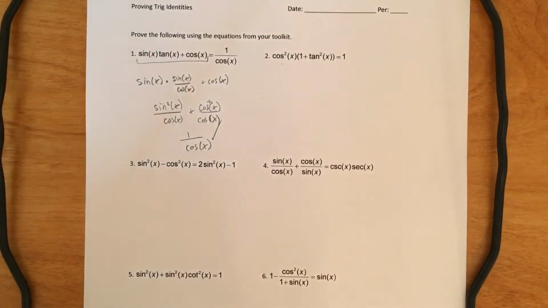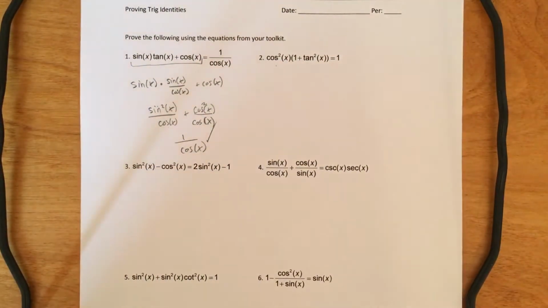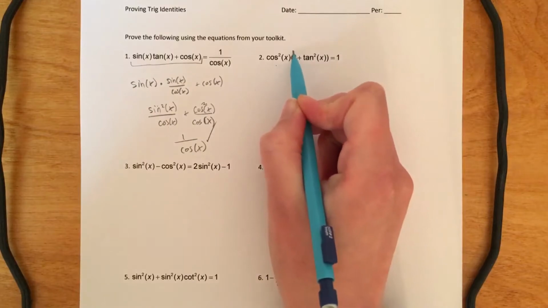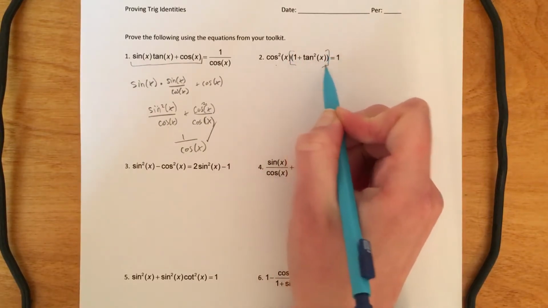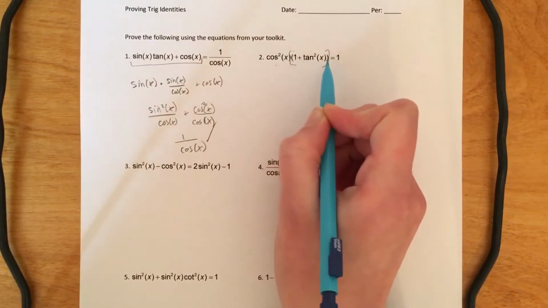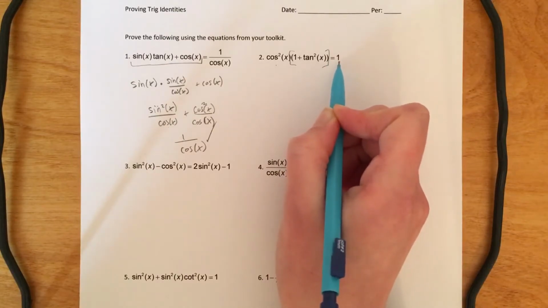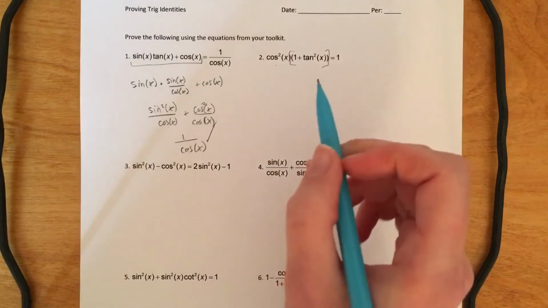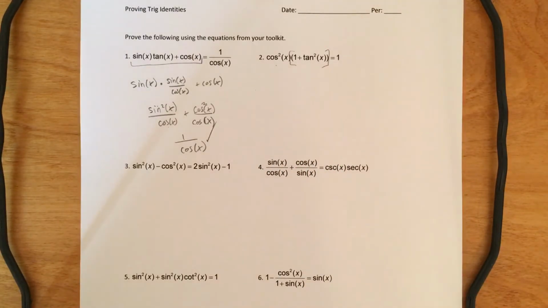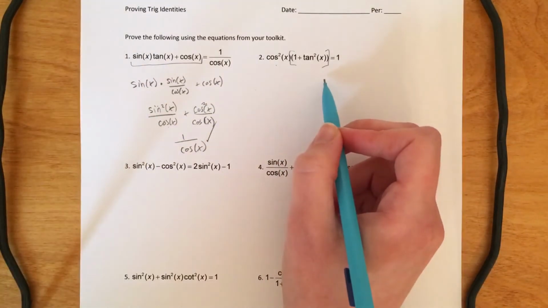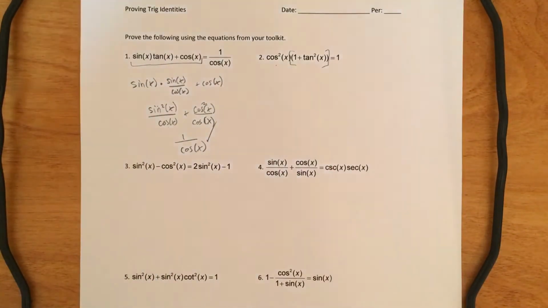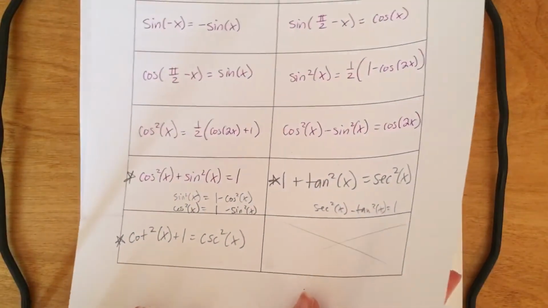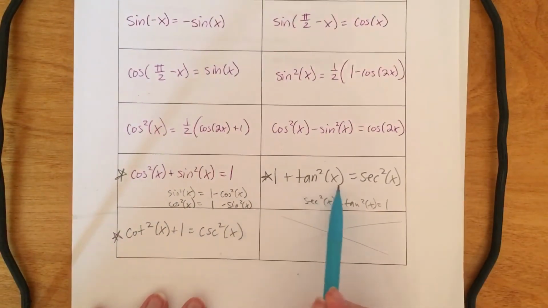Okay? So number 2, cosine squared of x times this whole quantity, maybe I'll put that in brackets, that might be better. 1 plus tangent squared of x, and that quantity all together is worth 1. We want to prove that that's happening. So what we can do there is let's change 1 plus tangent squared of x. That is also worth secant squared of x on our toolkit here, right? So that's worth secant squared.